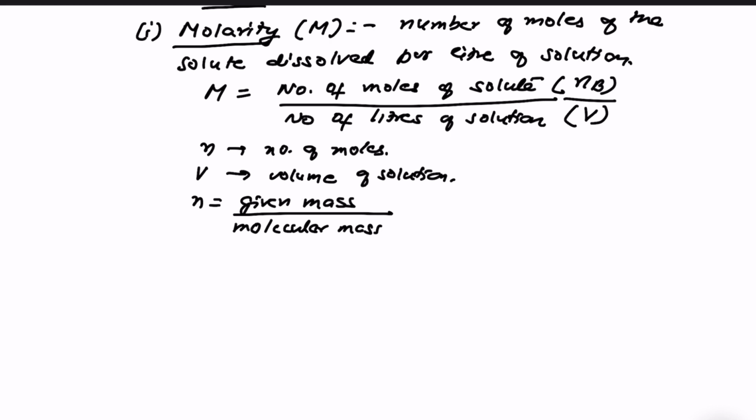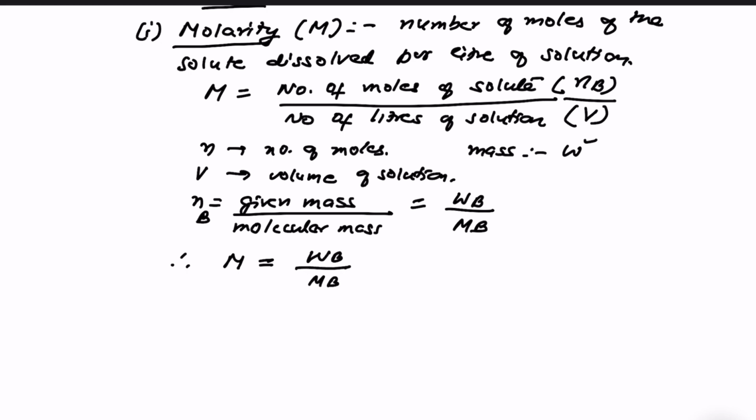I'm going to represent the mass by small w or W. Since I am taking the solute as B, I will write the given mass as WB. The molecular mass is MB. So the number of moles of the solute will be WB upon MB. Therefore, the formula for molarity will become WB divided by MB into V, and V is in liters, remember. So that is the formula.